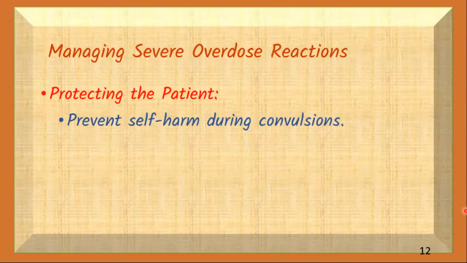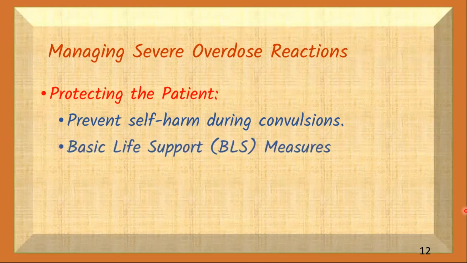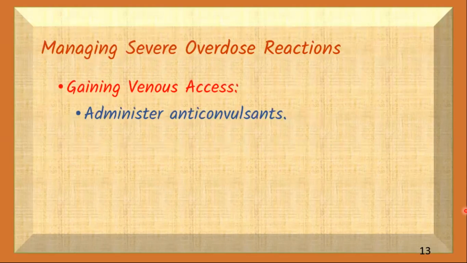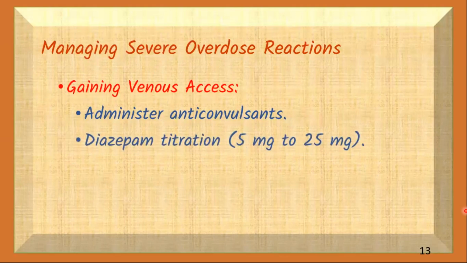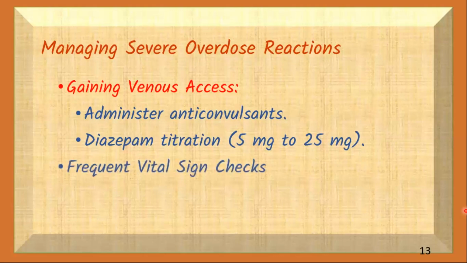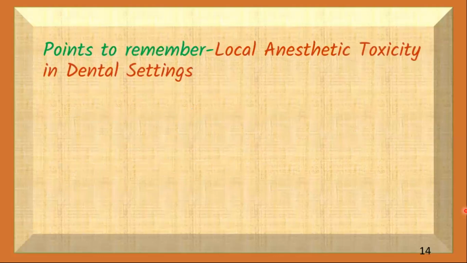Regarding managing severe overdose reactions, if convulsions occur, protect the patient from self-harm. Use BLS measures as needed, and gain venous access for anticonvulsant administration. Diazepam should be titrated slowly until seizures stop. Check vital signs frequently and call for medical assistance.